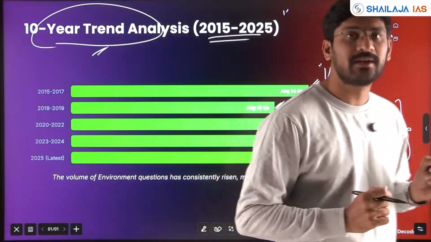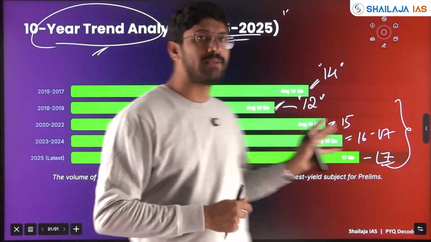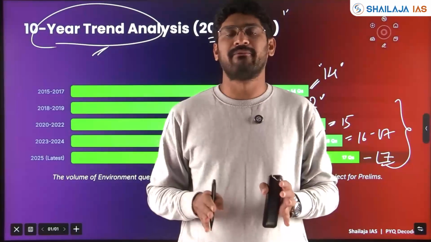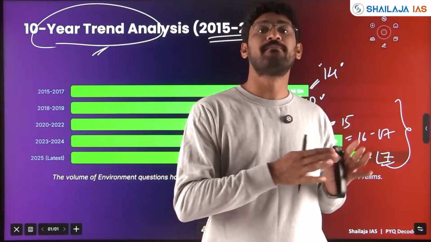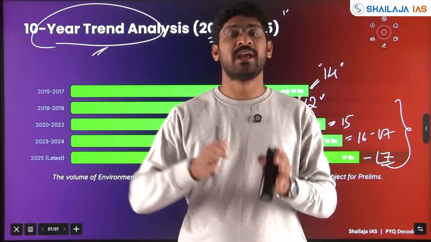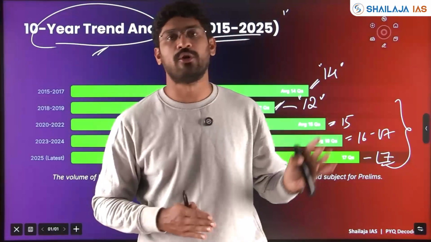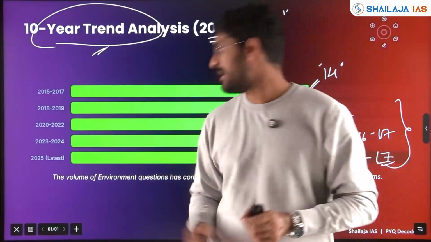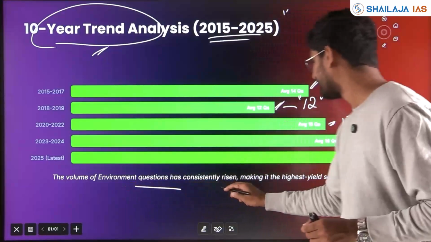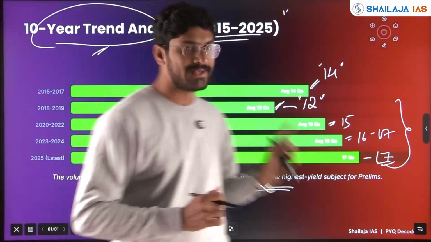So here it becomes important that 17 questions are asked, and 6-7 important themes which I show you in the syllabus, of both prelims and mains, are asked every year. Where to see which are the important themes and where questions are coming from? That is through decoding PYQs. That is what we will do in the next 5 to 6 sessions for environment. Every year 16 to 17 questions have been asked, and the volume of environmental questions has consistently risen, making it a high-yielding subject in UPSC. Clear?